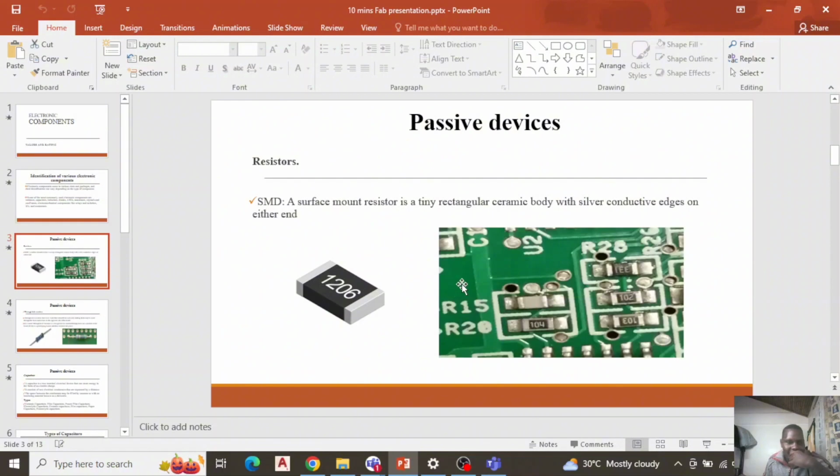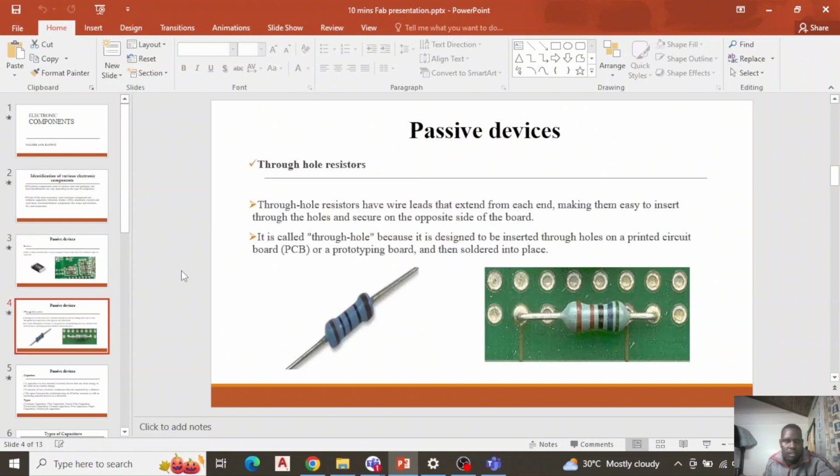Jonah? I think S stands for surface, M stands for mount, and then D for device. That's very correct. SMD devices are devices that are mounted on the surface of a PCB. Like the one you are seeing on the picture there, we have a very small resistor. That is an SMD. Then we also have what we call through-hole resistors. These are the normal resistors, which are normally soldered through the holes in the PCB.